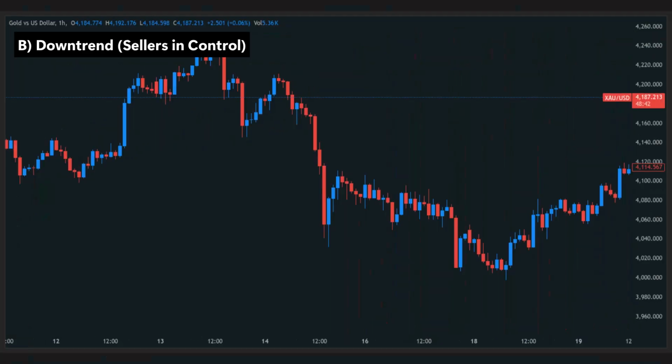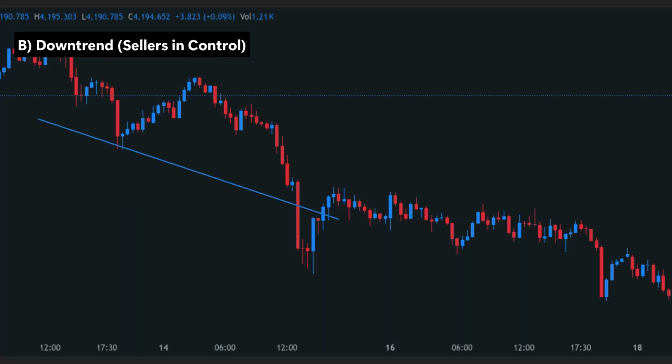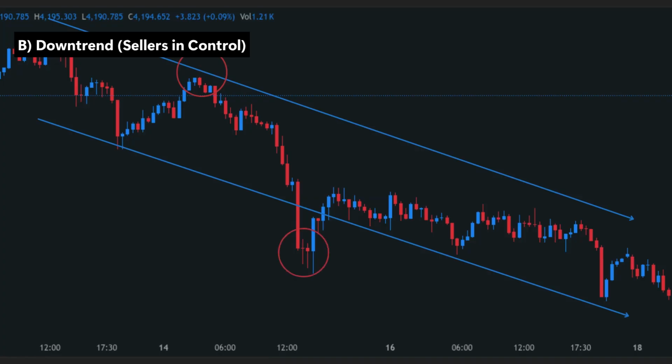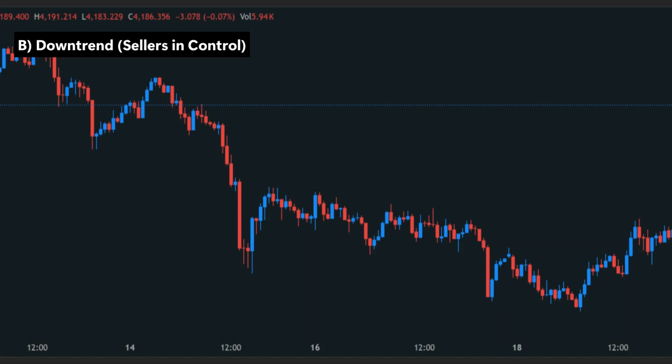In a downtrend, price makes lower highs and lower lows. Sellers control the market. Every rally is a selling opportunity. This is the most consistent and powerful scalping setup. It works because price always respects momentum and the patient trader is always looking for safety.